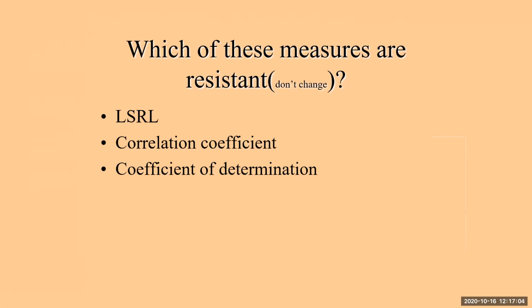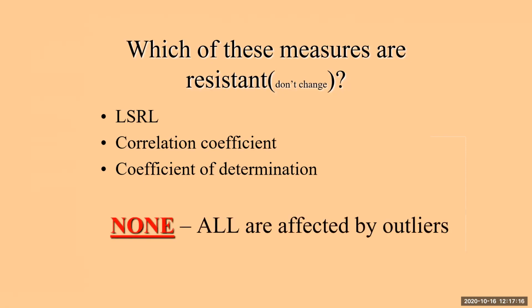So which of these measures are what we call resistant, i.e. they don't change no matter if you add points? Least squares regression line, correlation coefficient, coefficient of determination. None of those are resistant. They all are affected by outliers. One value can significantly change all three. Which makes sense, since your correlation coefficient R is determined by R squared and vice versa, and your R squared is also determined by how closely your points are to your least squares regression line.